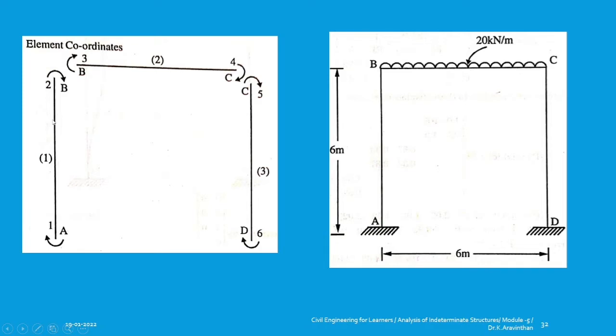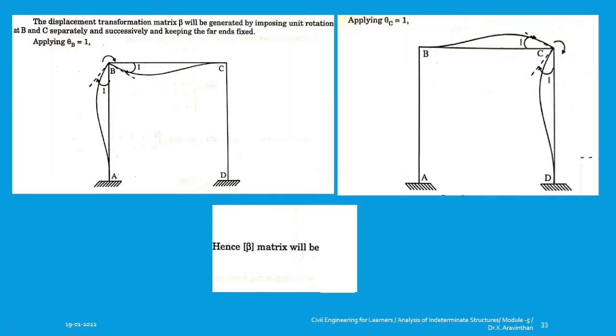Why find element coordinates? This will give you an idea of how big, how lengthy or how complicated your problem is. By knowing the element coordinates, you have 3 members and at each member you have 2 nodes. By getting that, you know the size of the matrix, whether the element stiffness matrix or the system stiffness matrix. So this is element coordinates, and the next step is finding the transformation matrix, that is beta.